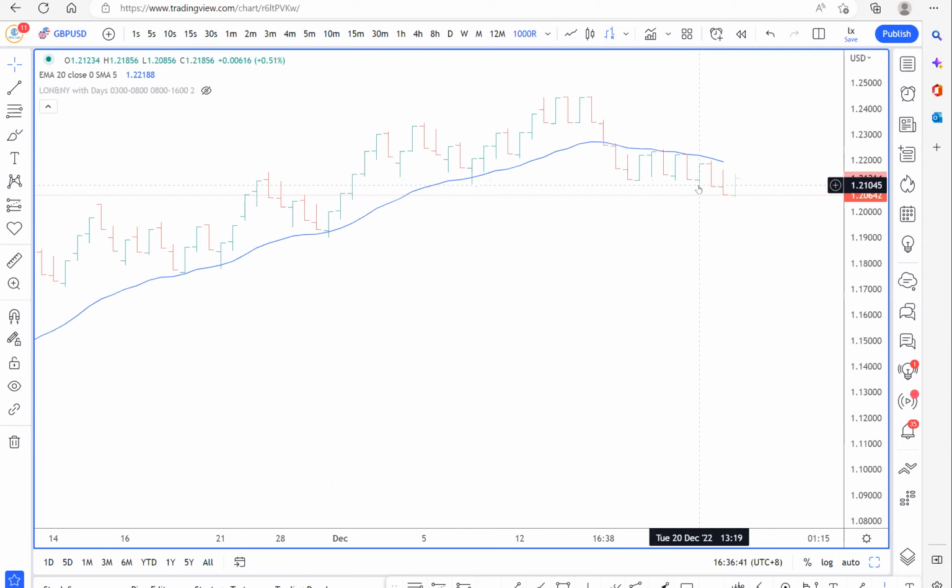In this case, you can see that this is the open. The open price is at 1.21234. The low is at 1.20856. And the high is at 1.21856. So essentially from 1.20856 to 1.21856, that's 100 pips. So when I load it to 1000 R, essentially what this shows is that each movement itself is 100 pips.